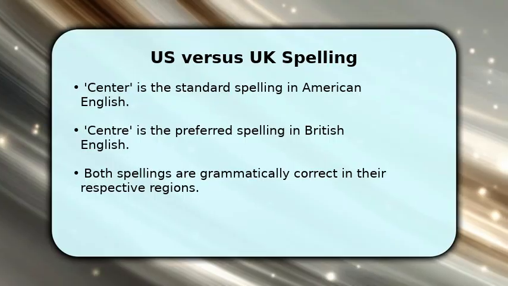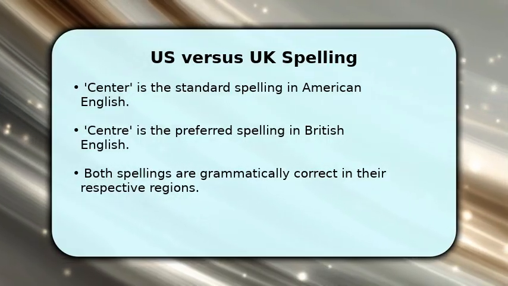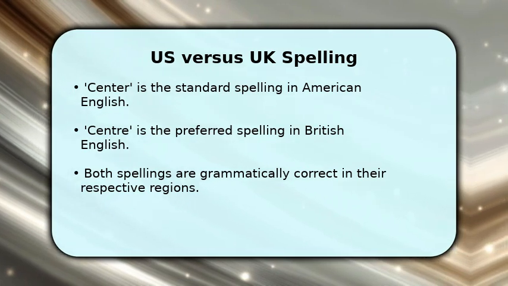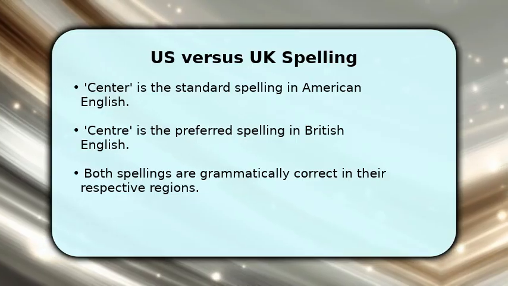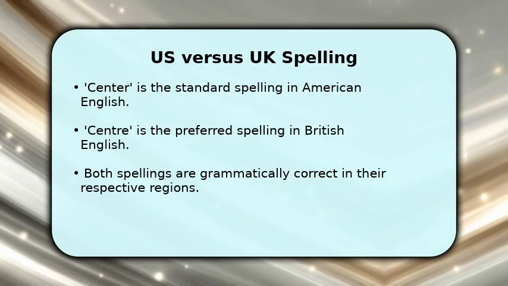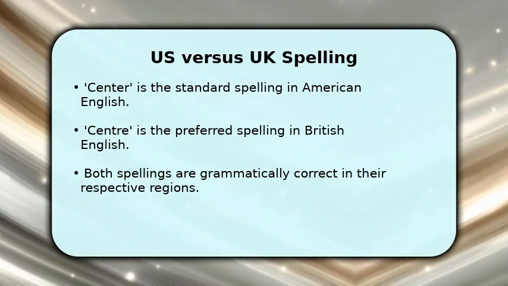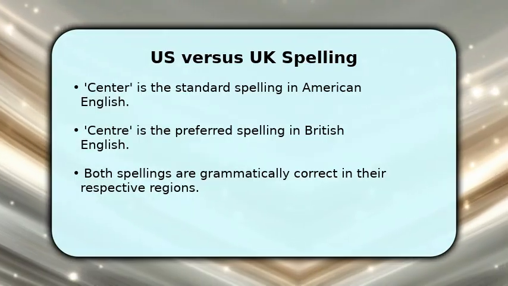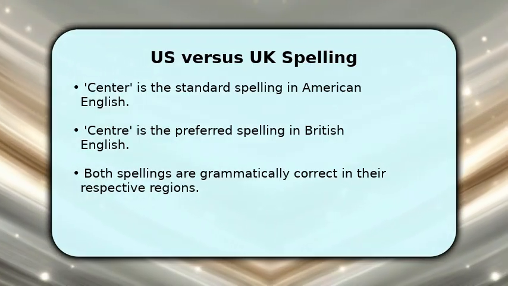The primary distinction lies between American and British English. In the United States, the spelling center with an ER ending is universally used. Conversely, in the United Kingdom and many Commonwealth countries, centre with an RE ending is the established form. Both are correct, but mixing them within a single document is generally avoided for consistency.